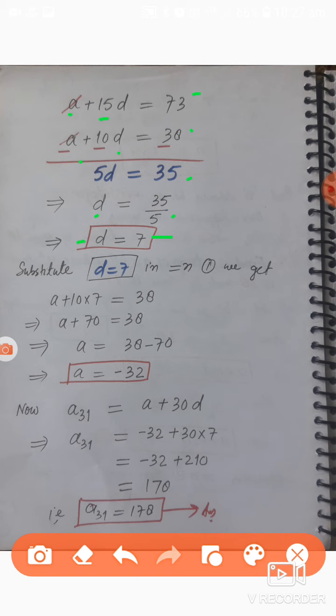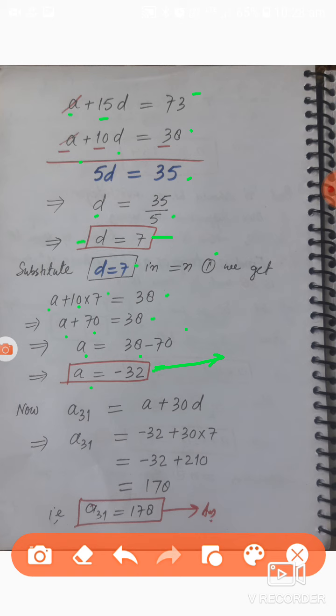Now we will substitute d equal to 7 in equation first and get a plus 10 into, instead of d we write 7, equal to 38. A plus 70 equal to 38, and we will transpose 70 to the right hand side. We will get 38 minus 70. So a will be equal to 38 minus 70, which is minus 32. So we got the value of a.